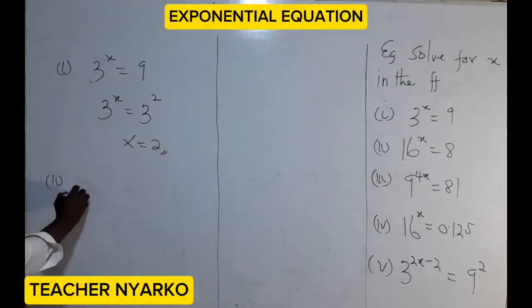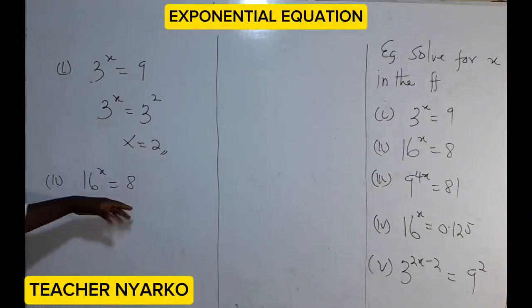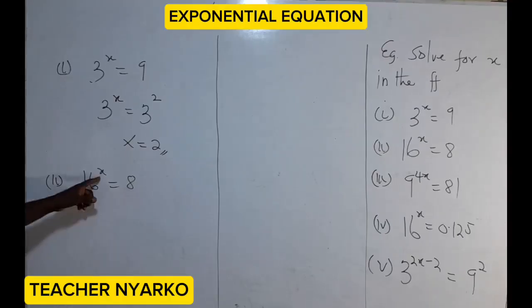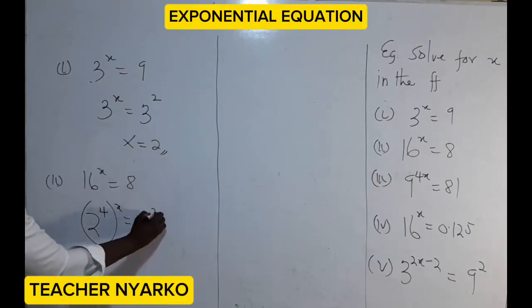The second problem is 16^x is equal to 8. Now we are supposed to solve for x. The bases are not the same, okay? The exponent here is x, and we are solving for x. So can we have a common base, so that at the end of the day we can equate the exponents? That common base is 2. 16 can be expressed as 2^4, put it into brackets before your x. And 8 can also be expressed as 2^3, because 2 raised to the power 3 equals 8.